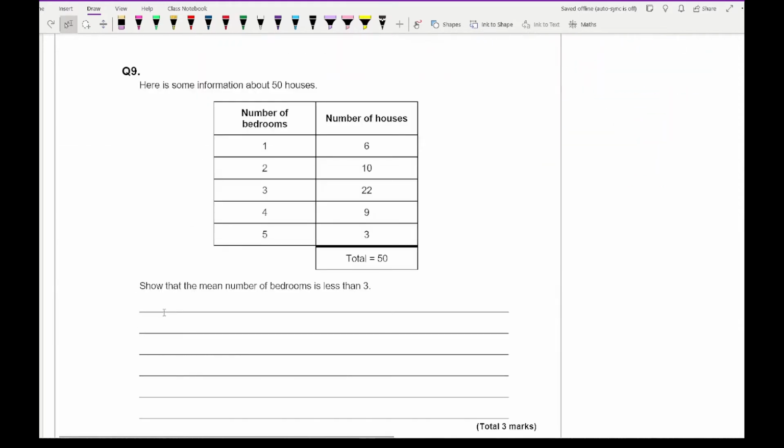Moving on to question 9, it says, here is some information about 50 houses. And again, what we need to do is show that the mean number of bedrooms is less than 3. Now, this is really important. It's always important, particularly with show that questions, that you go back to the question and state that sentence. So for this, we've got frequency data.